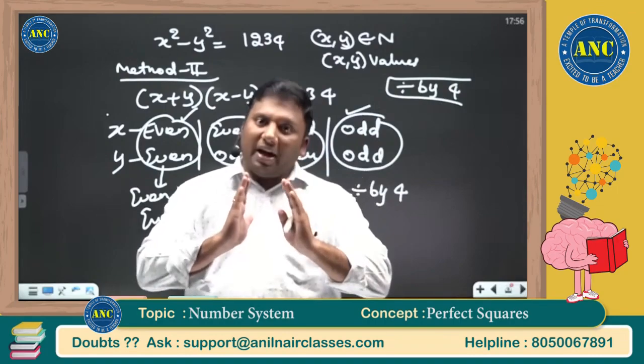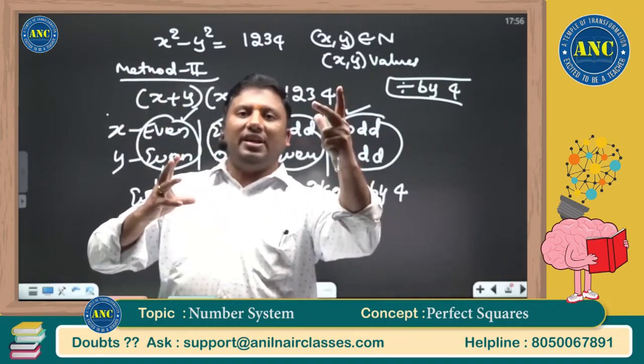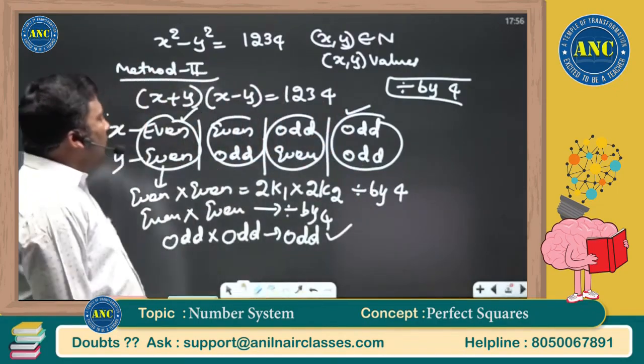Both are of same parity. Same parity means if one is even, another is even. Even plus even, even. Even minus even, even. Even into even, both are divisible by 4.